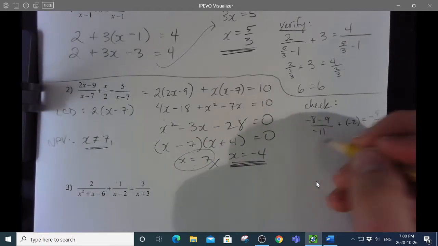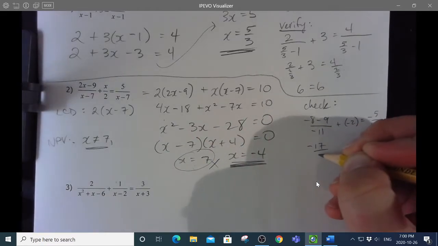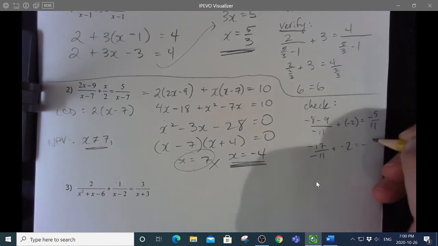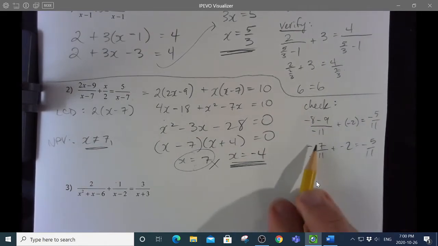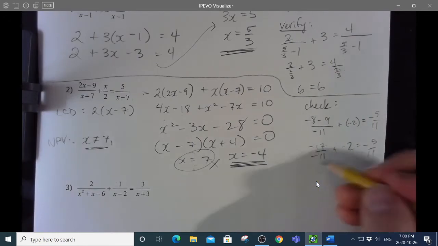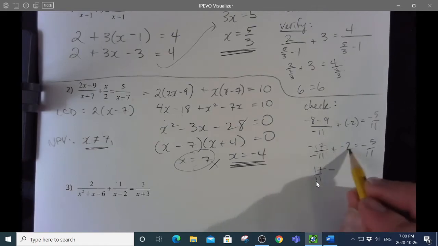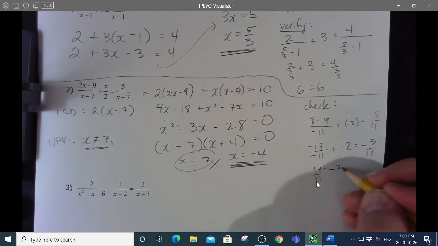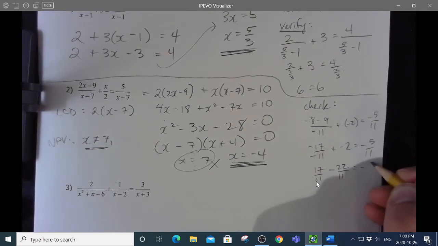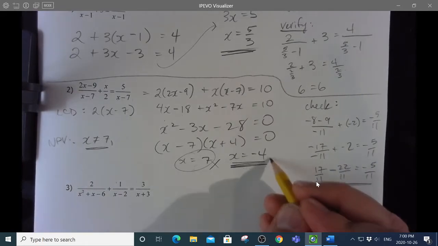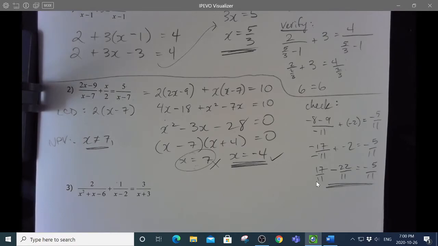All right, so this is negative 17 over negative 11 plus negative 2 has to equal negative 5 over 11. Those negatives cancel each other, so this is 17 over 11 minus, because that's plus and minus, and 2 is actually 22 over 11. As you can see, yes, that'll be negative 5 over 11. That is a correct statement. That is the right answer. All right.